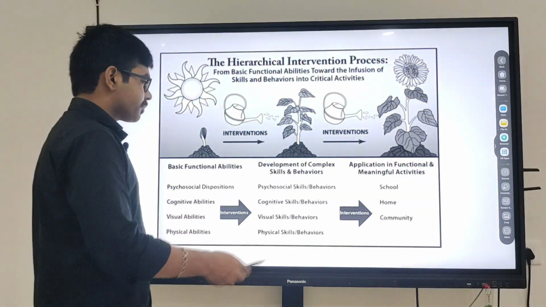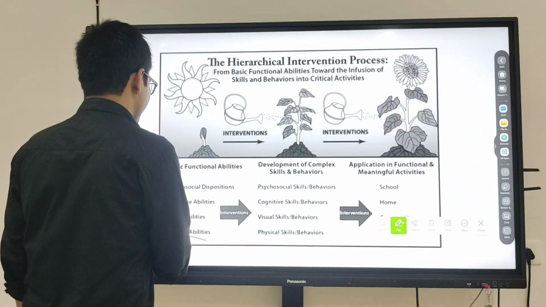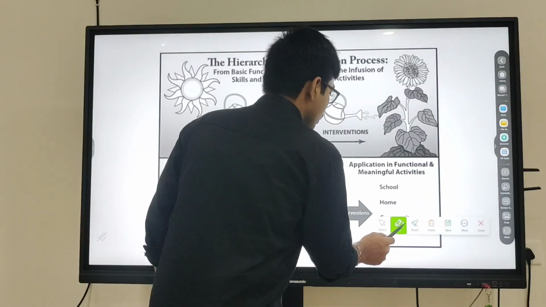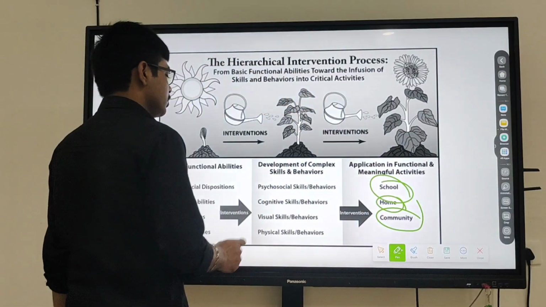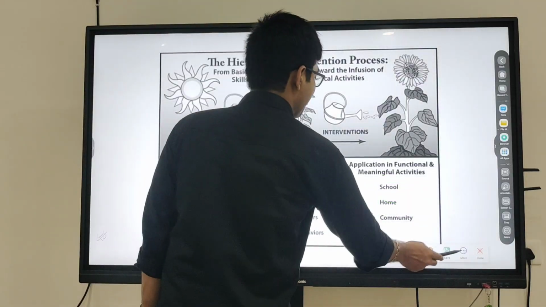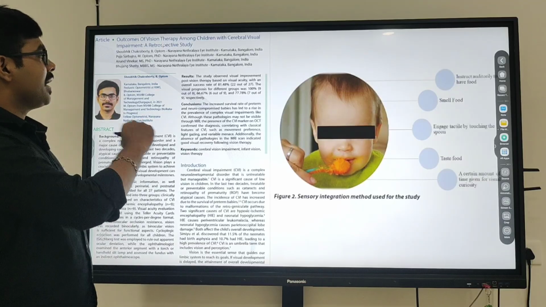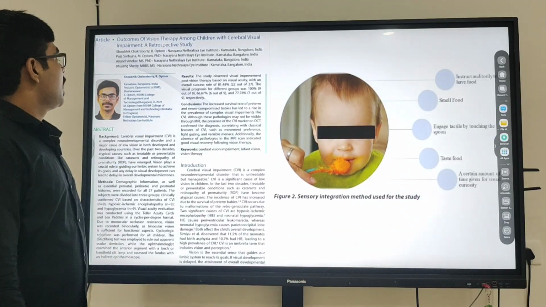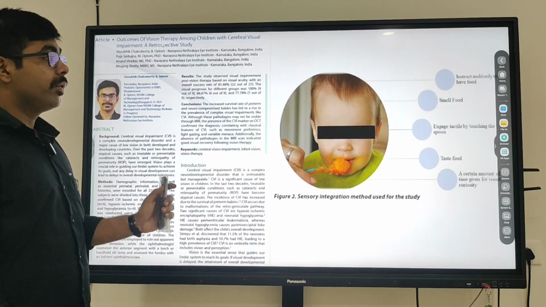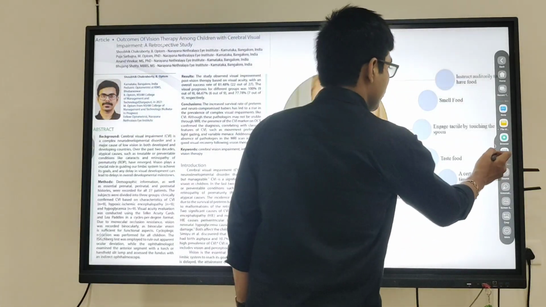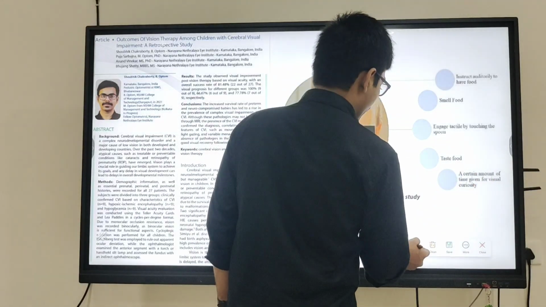Whatever we do for therapy purposes, what is going to happen? The physical abilities, visual abilities and cognitive abilities are going to show changes in school, home and community. So therapy can have a greater impact on their overall quality of life. Next, in our study, we looked at the outcome of vision therapy among children with cerebral visual impairment. We found that multisensory stimulation has a high impact on improving visual acuity.